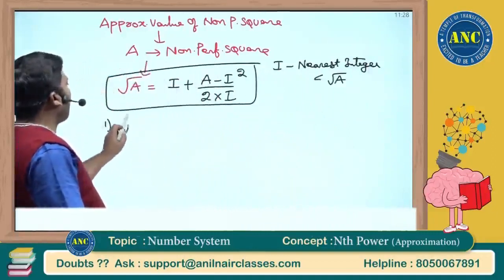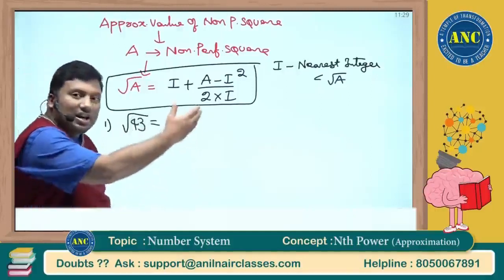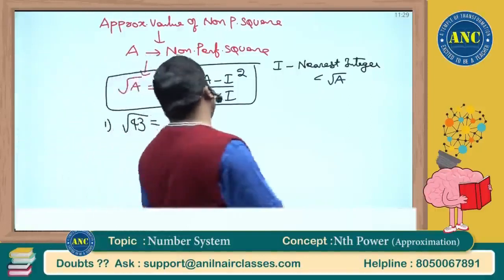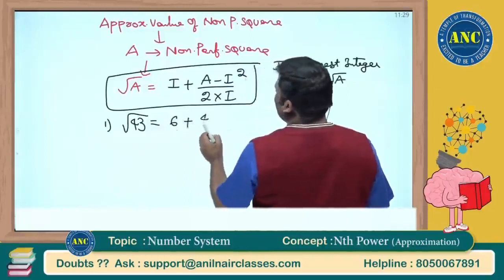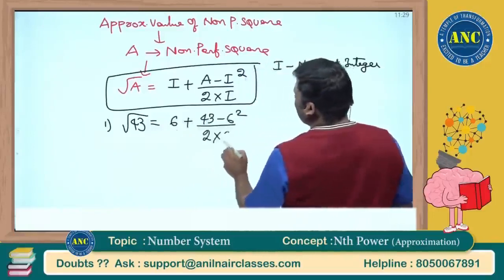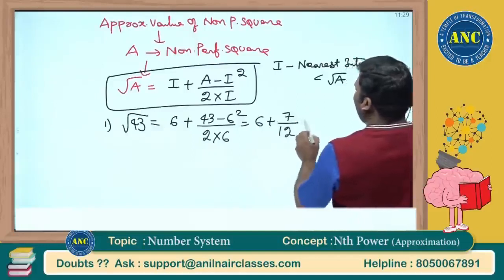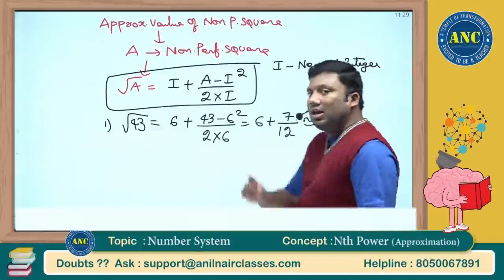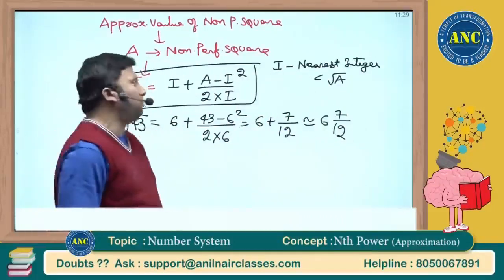For example, root of 43. What is the nearest integer just less than root 43? Root 36 is less than root 43. So it is 6 plus 43 minus 6 square divided by 2 into 6, which is 6 plus 7 by 12. Approximately, the answer is 6, 7 by 12. Not a single video on any YouTube channel all over the world will give you this proof.